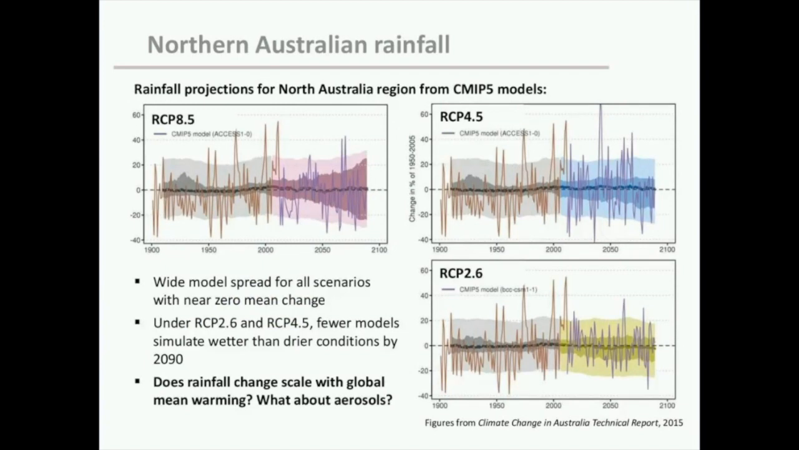What does Northern Australian rainfall look like, broadly speaking, in the different RCPs? In our high emission scenario, as we looked at before, we have a very wide model spread, but the multi-model mean, the black thick line, shows little change. These are the figures from the Climate Change in Australia report from a couple of years back. Similarly, under the medium and low emissions cases, the multi-model mean change is also near zero. The model spread seems to favour drier conditions for the two lower emissions scenarios, more so than increased rainfall. So we want to understand, are these rainfall responses simply scaling with warming, or is there also a response to the aerosol forcing, the future change or reduction in aerosol concentrations?